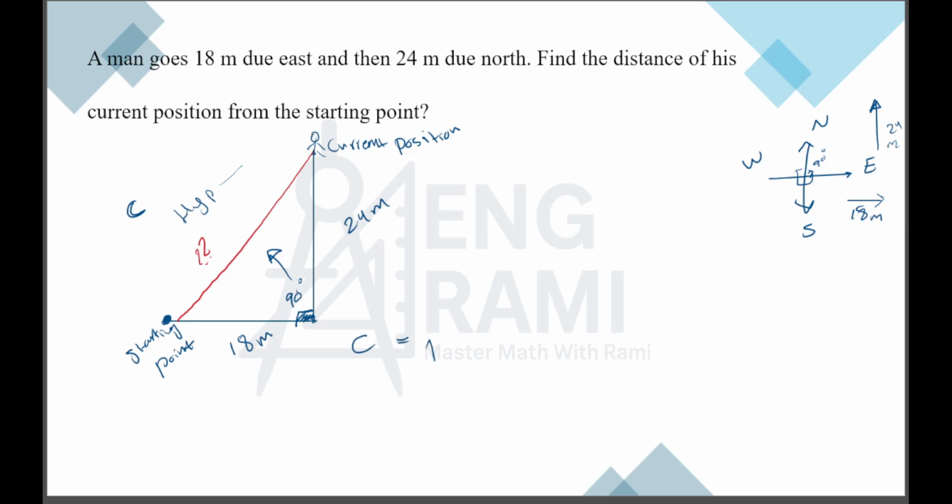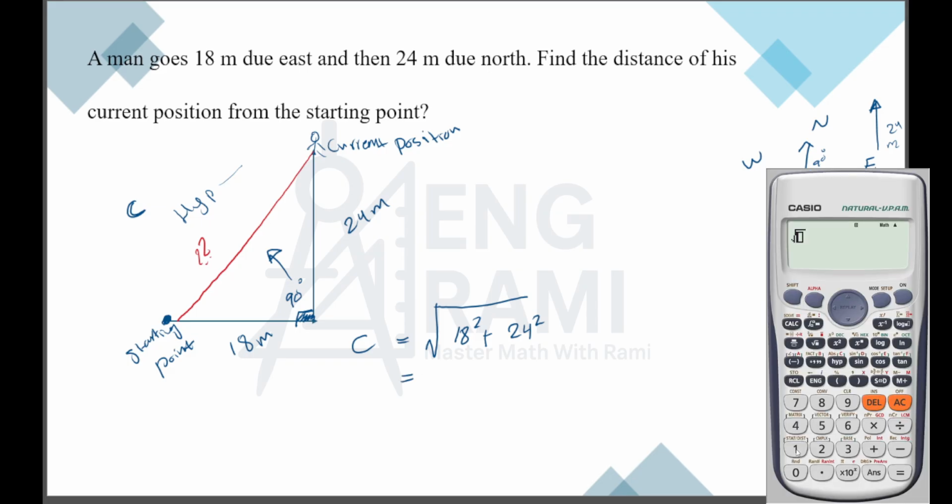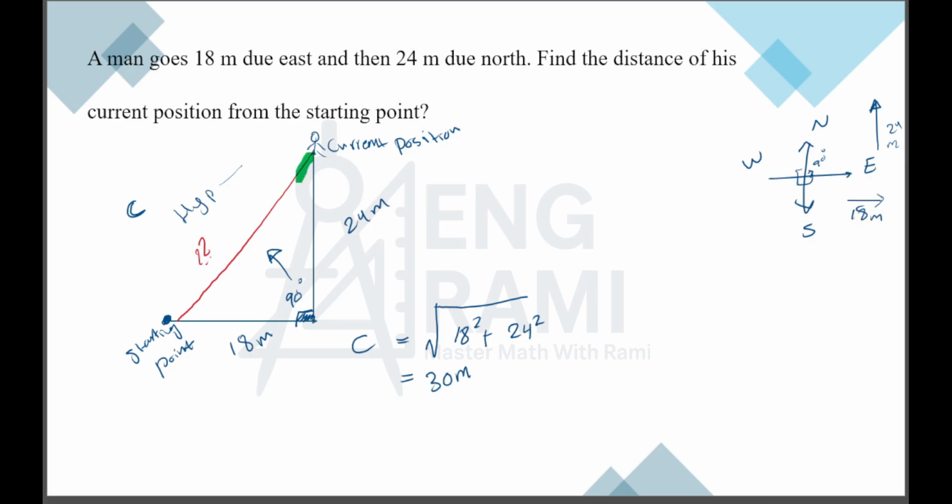C equals the square root of this side squared plus this side squared, which equals the square root of 18 squared plus 24 squared, equals 30 meters. So the distance from here to here is 30 meters.